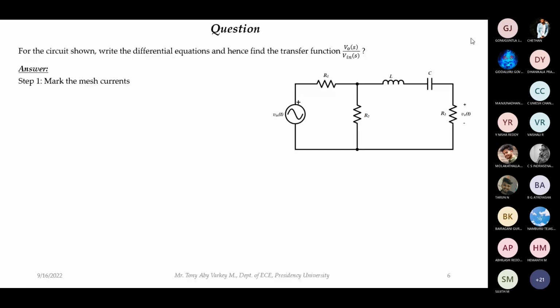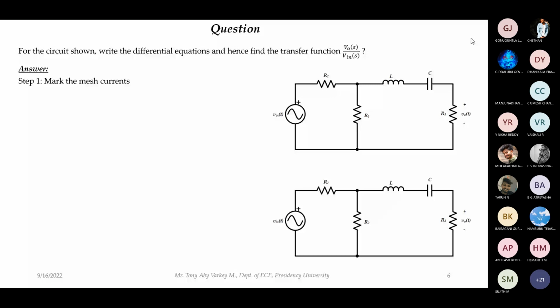How many meshes are there? Two, sir. Two meshes are there. Okay, two meshes. Now tell me, you know what is a mesh, right? A mesh is a closed path such that there is no branch inside it, correct? So there are two meshes. I am marking the mesh currents like this. So you have I1 of t and I2 of t. This is the first mesh and this is the second mesh. I hope you know this, correct?